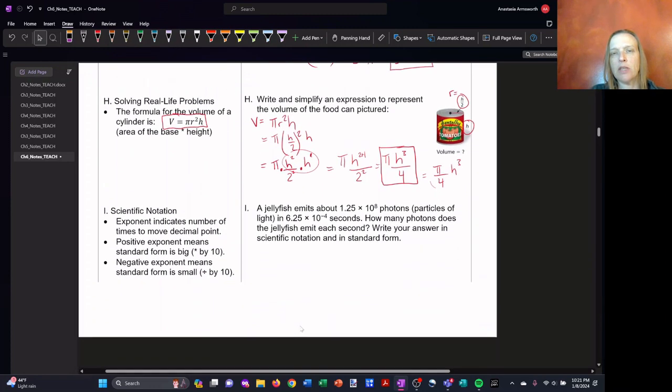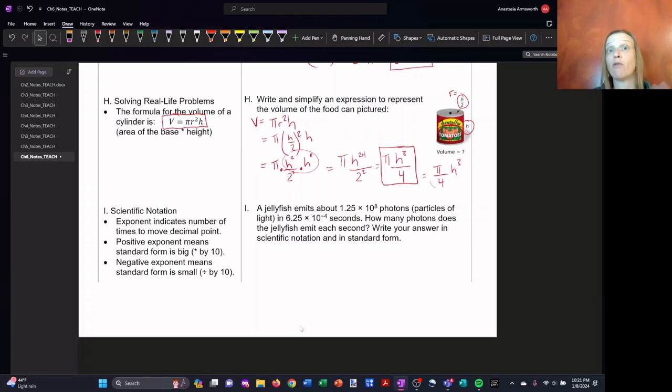Lastly, this is going to become super important in science classes, but scientific notation uses powers, uses exponents to write number values. It's especially useful when you have very large or very small numbers. So for instance, a jellyfish emits about 1.25 times 10 to the 8th photons. That's a whole lot of photons in not very much time, 6.25 times 10 to the negative 4th seconds, that's a quite short period of time.